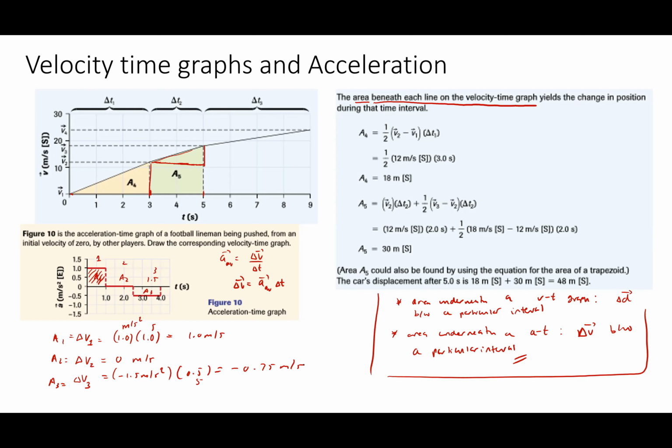Okay, now if you want to draw a corresponding velocity time graph for this scenario, you need to draw it for each of these intervals. Okay, so between 0 and 1 second, let's say that this is velocity in meters per second east. You have 1 meter per second, right? So what that means is you're going 1 meter per second from this point.